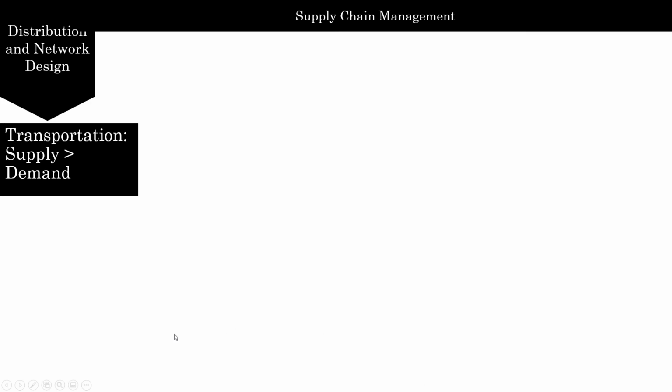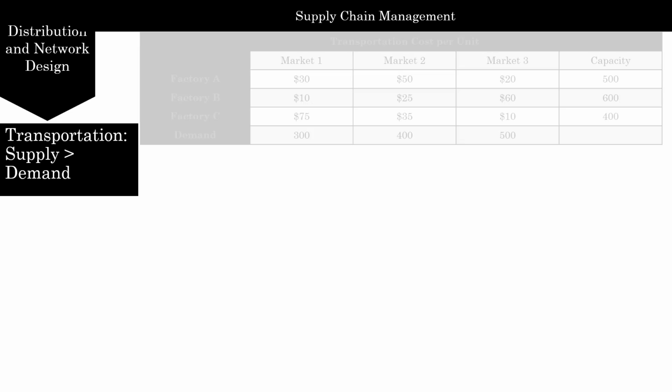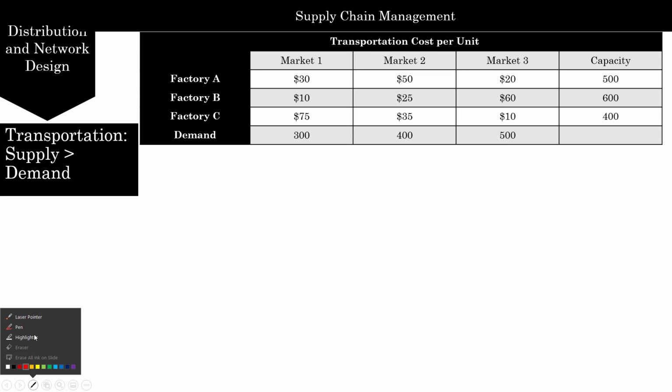So the next step, we're going to look at transportation models. Here we're going to start with supply being more than demand, and then we're going to talk about supply less than demand, and then equal to demand. So let's take a simple example problem, really small toy problem. We have three factories, A, B, C, and markets, 1, 2, 3.